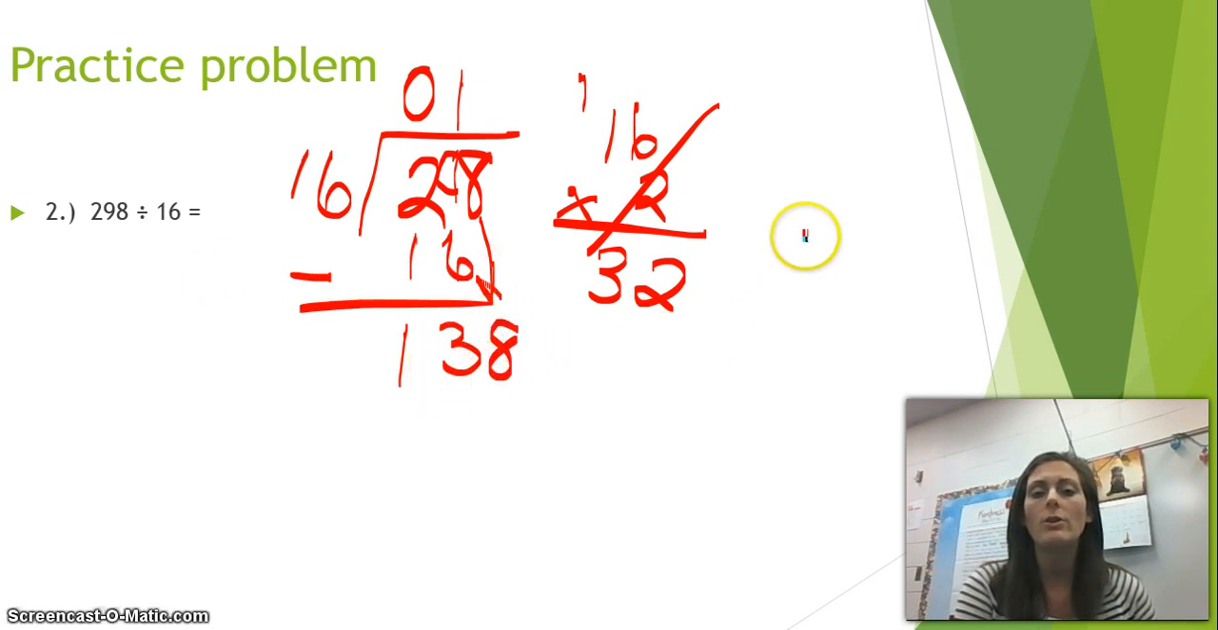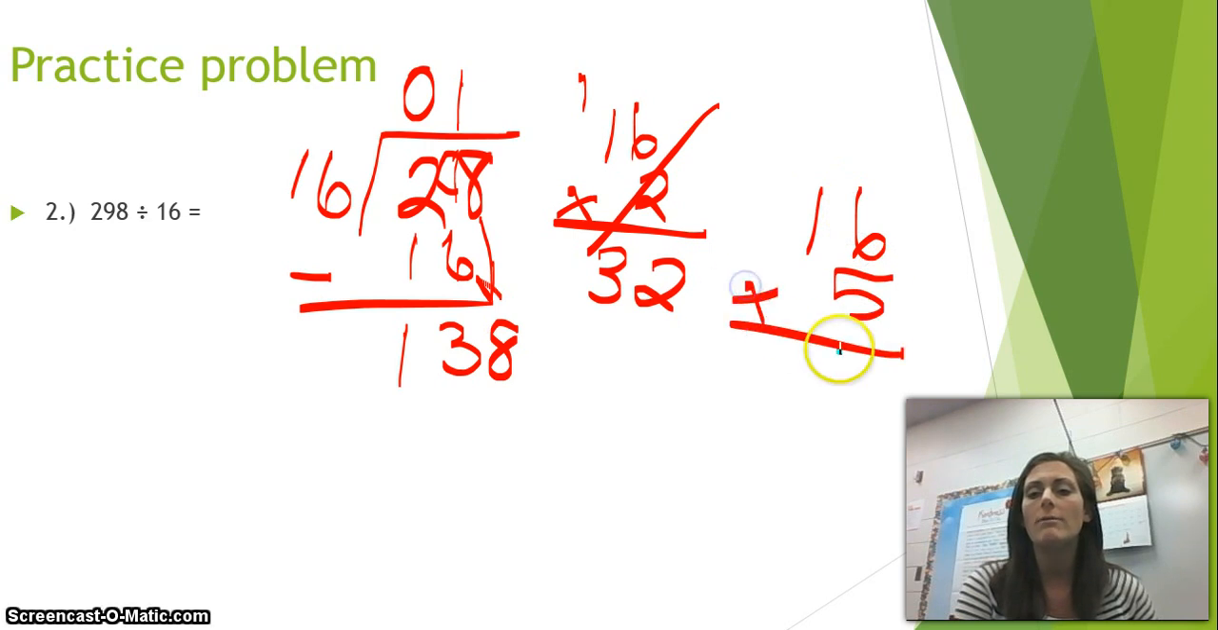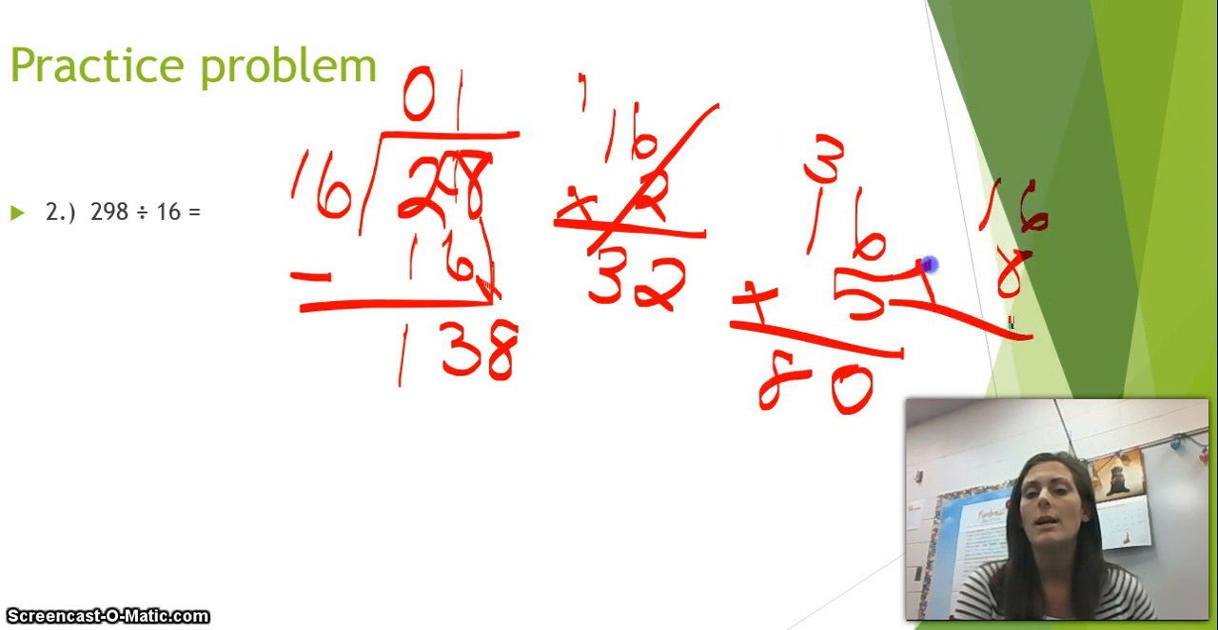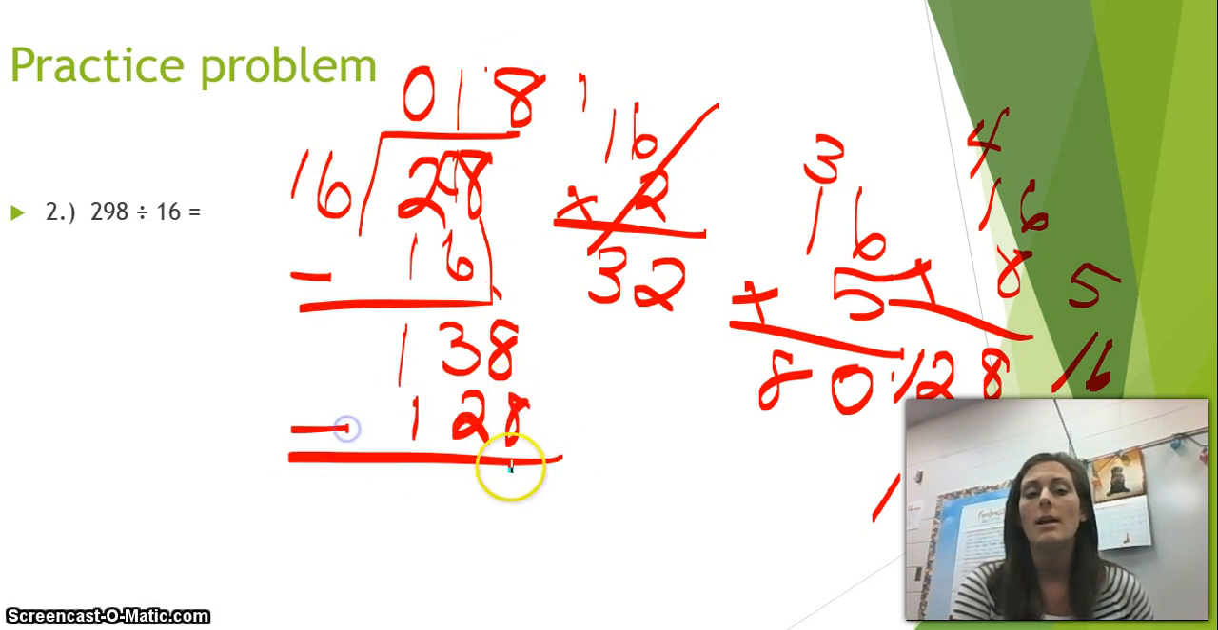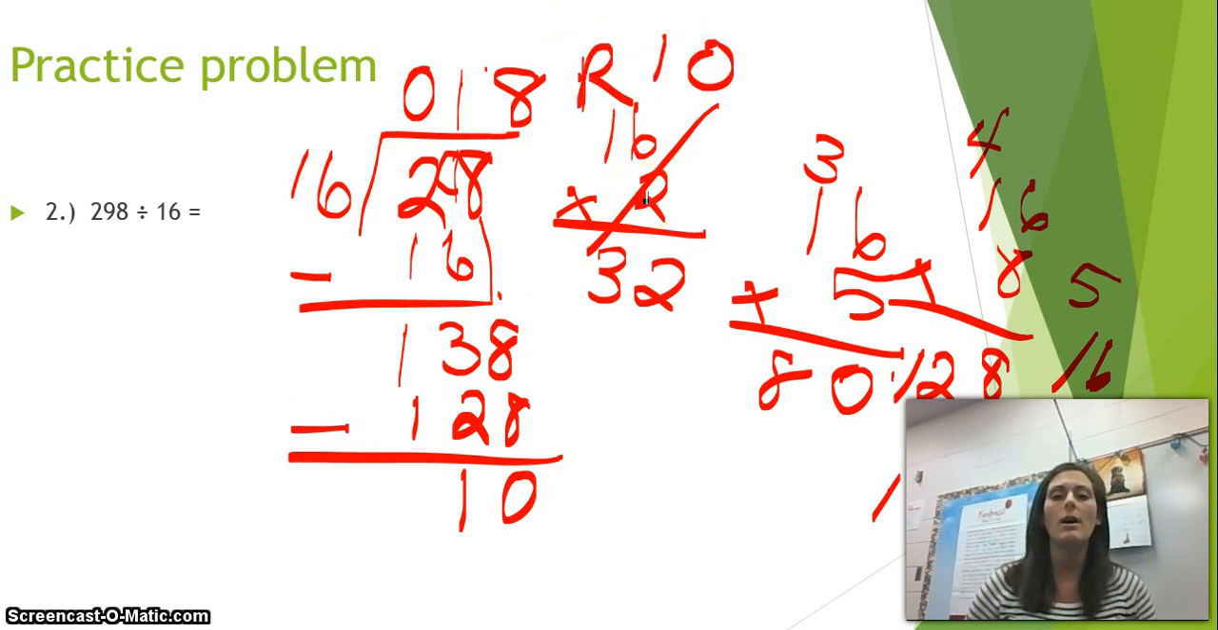So 16 goes into 138. Let's try 5. 5 times 6 is 30. 6, 7, 8, that's 80. So kind of low there. Let's try 8. 8 times 6 is 48. That's 8 plus 4, 8. That would be 128. And 16 times 9, just to double check. 9 times 6 is 54. That's 9 plus 5, 9, 10, 11, 12, 13, 14. That would be too much, so it's going to be 8 times 16 is 128, and that's going to be a remainder of 10. So we have 18, remainder of 10.